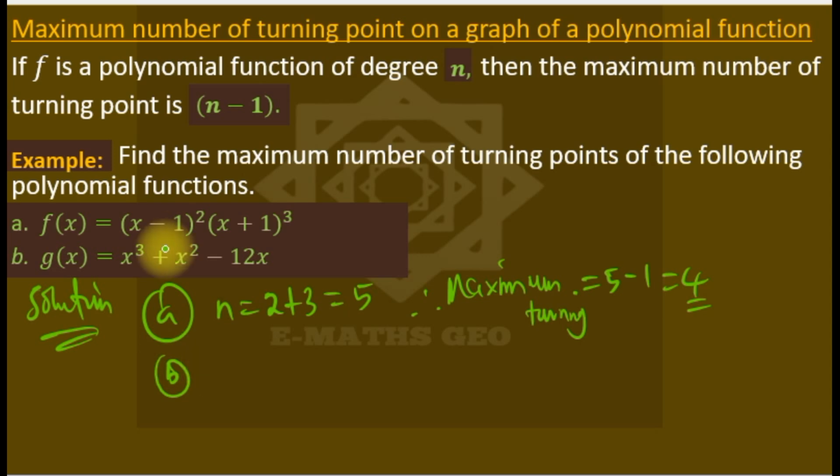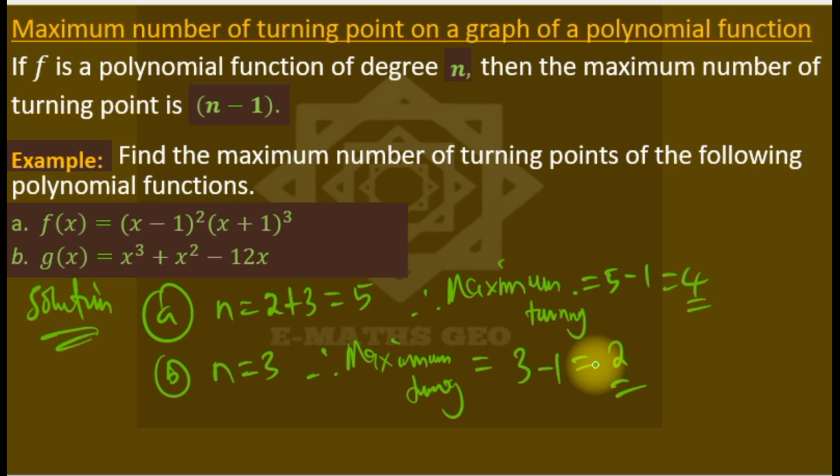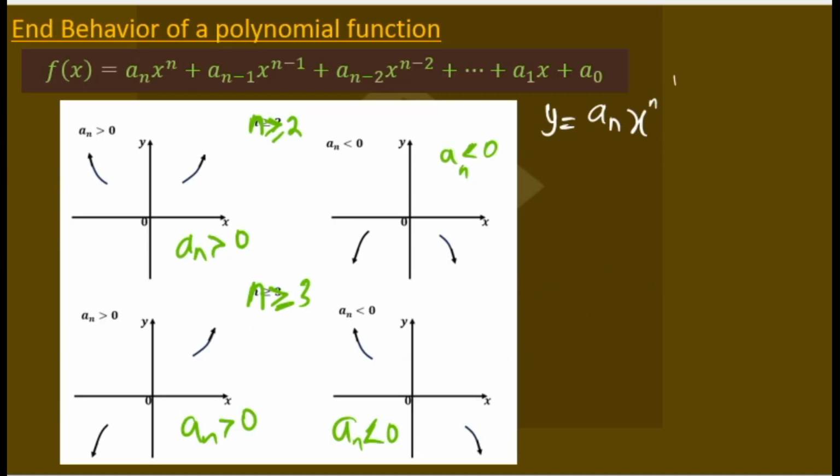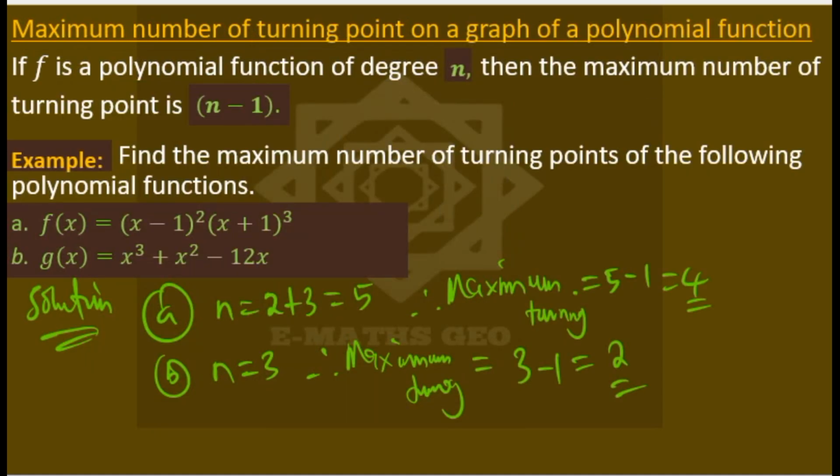So what about the second one? n is 3. Yes, because the highest power is 3. Therefore, the maximum number of turning points will be equal to 3 minus 1, which is 2. So if you graph this, it will turn at most 2 times. So let's combine this, the knowledge of end behavior and maximum number of turning points, to solve these two problems.